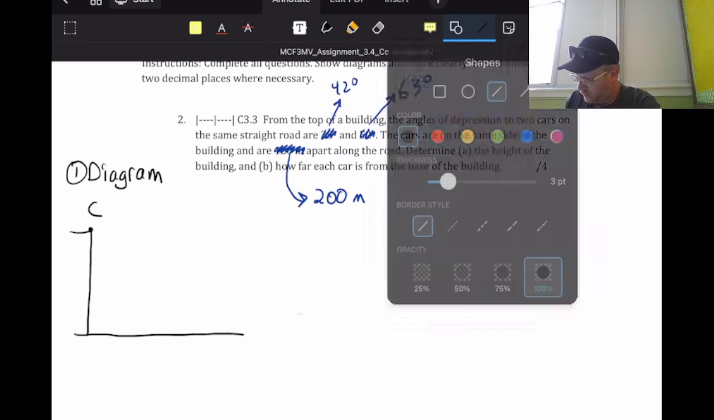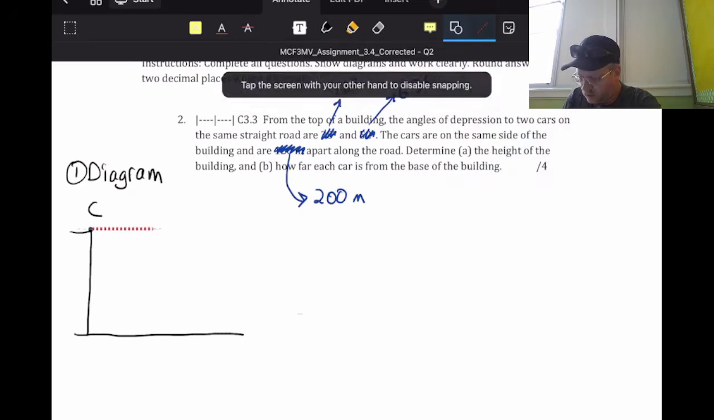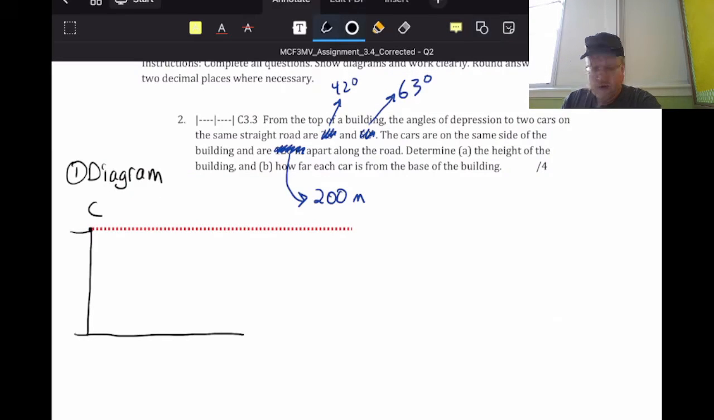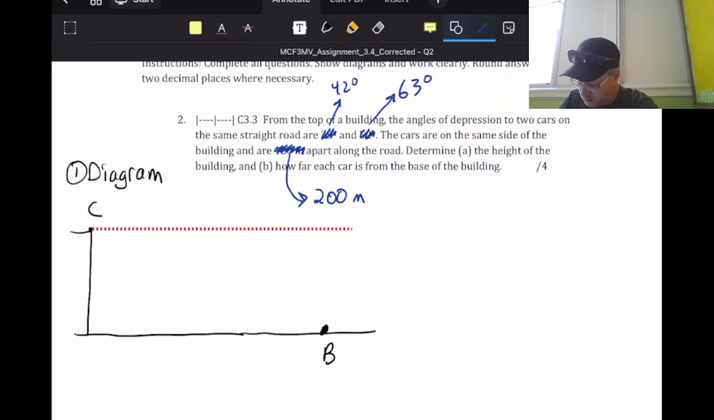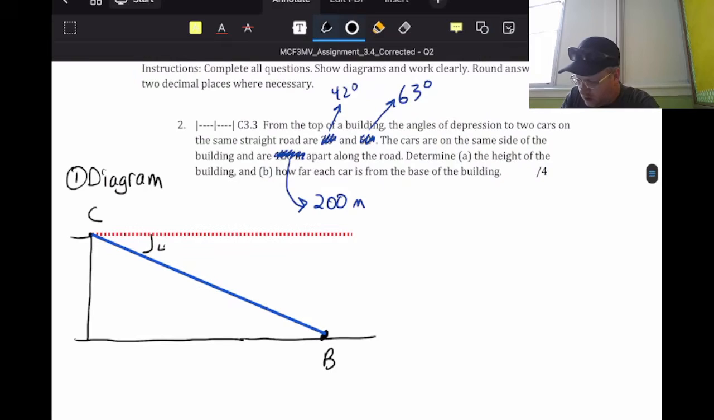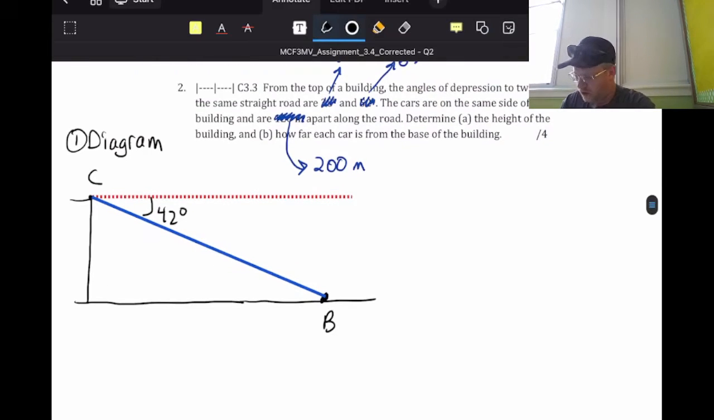So let's choose that. This will be our reference for the angles here. So one is going to be at 42 degrees. And this isn't entirely to scale, and that's okay. So let's call that car B. And I'll make a line to represent that line of sight. So the angle of depression is 42 degrees. And the other one is going to be 63 degrees. So that's going to be for the closer car.